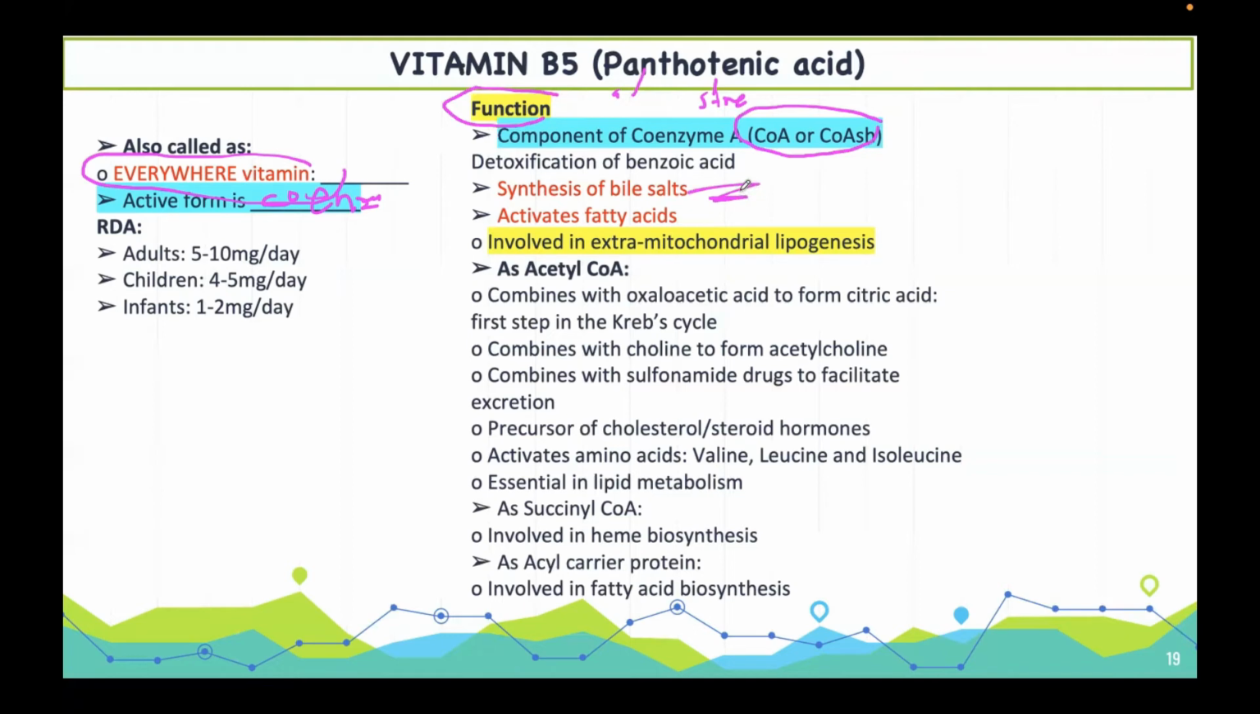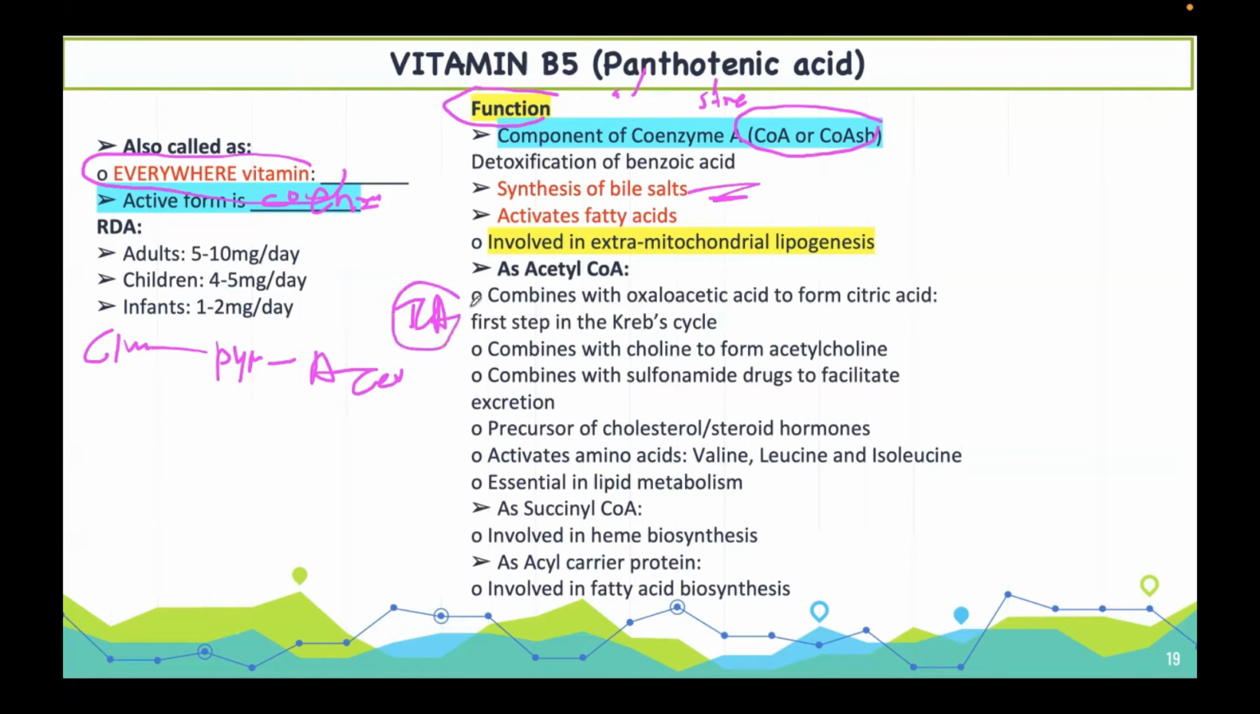Okay, also your vitamin B5, its function includes it activates the fatty acids. It is involved in the extramitochondrial lipogenesis. As acetyl-CoA, it is involved in different functions in our Krebs cycle. Mainly, the main function of our vitamin B5 is that it is involved in glycolysis. Meaning, you can convert glucose to pyruvate, right? Then the acetyl-CoA will help our molecules enter the TCA cycle.